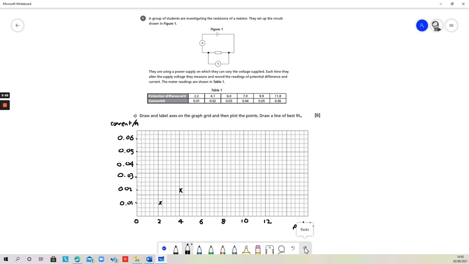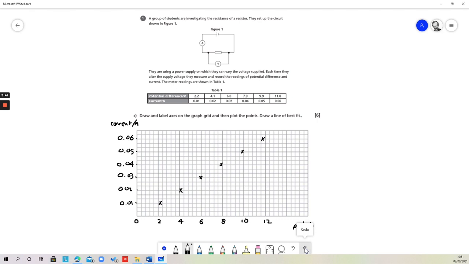The next one is 4.1, which is just a little bit over. It's a quarter of the way across the next little square from the 4, and that's against 0.02. The next one is exactly 6. That's an easy one to plot there. So it's 6 volts, 0.03. 7.9 is a quarter of a little square short of 8, and that's against 0.04 amps. Then the next one is 9.9 volts, which is a quarter of a little square less than 10 using that scale, and that's with a current of 0.05 amps.